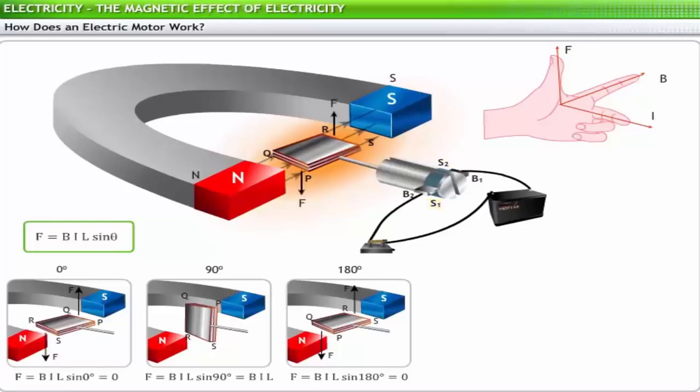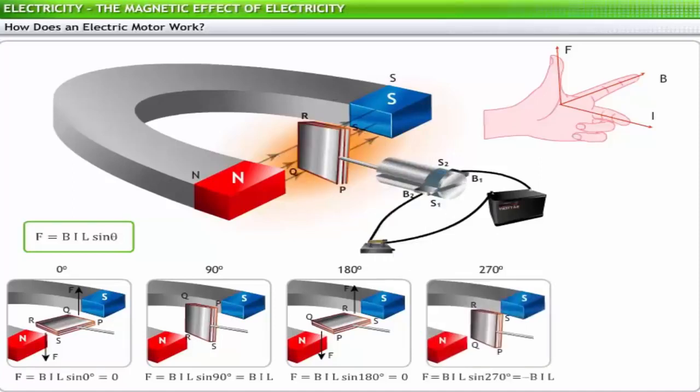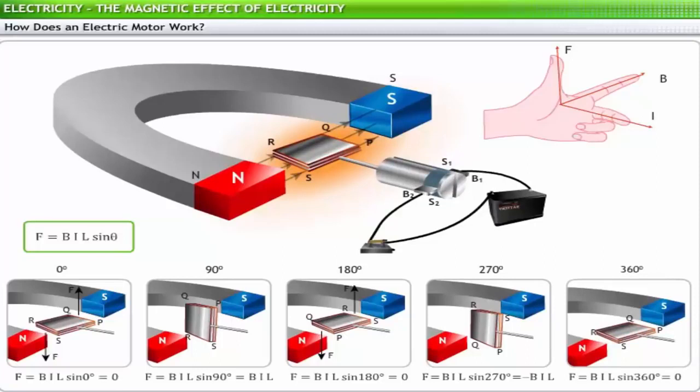The torque acting on the coil causes PQ to go down and RS to go up. The torque acts on the coil until it rotates through 90 degrees. Further, it rotates through another 90 degrees due to inertia and becomes horizontal again. On completing one full rotation, the split ring S1 connects PQ once again to carbon brush B1. Similarly, S2 connects RS to B2.